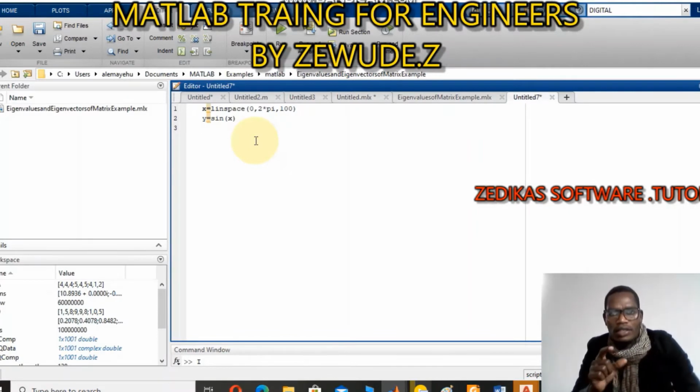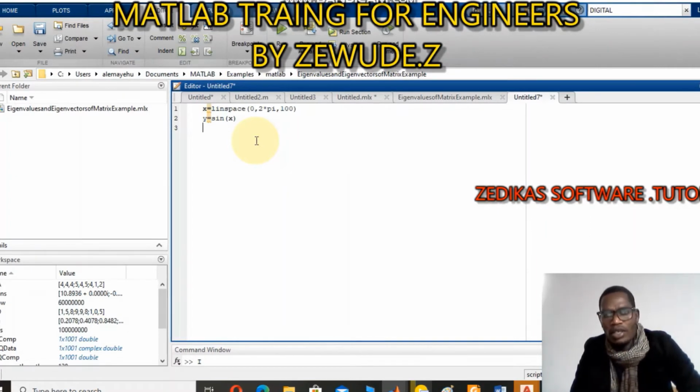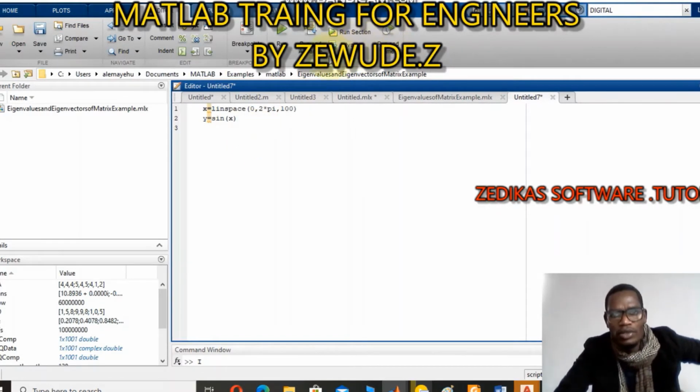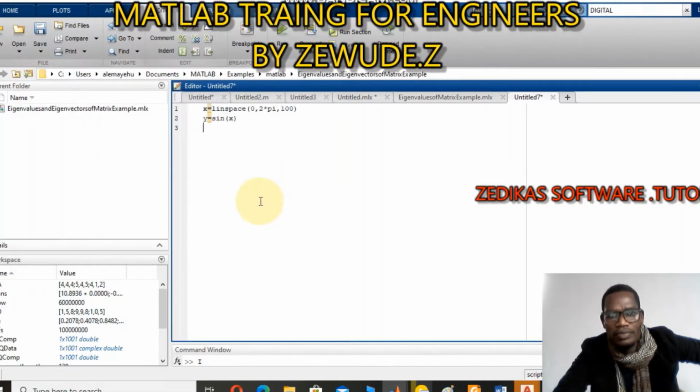So here I have x and y. As you know, the two-dimensional graph has two components, I mean two axes: the first is the x-axis and the second is the y-axis. For this particular graph, the x value is a linspace starting from 0 up to 2 times 5, comma 100, and the y is this one. So for this, let me start running. Let's press save, and then run.